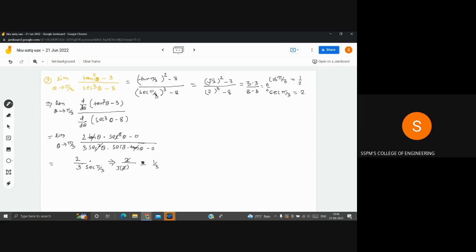So 1 by 3 is again a finite limit. At the initial stage, when you apply the limit, the value will be 0 by 0. But after applying the L'Hospital rule, the value will be 1 by 3. So 1 by 3 defines the finite value of the function. So in a limit, we always require a finite value. Okay, and this is a finite limit.